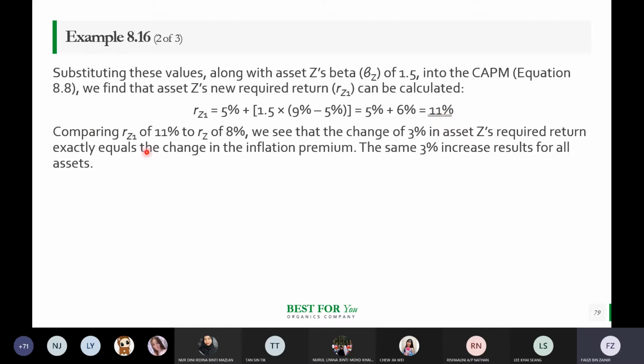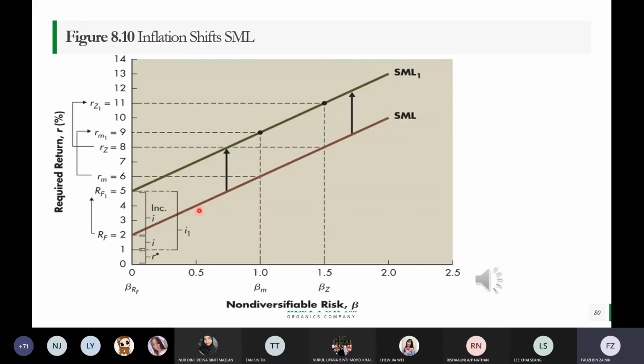So comparing the return for asset ZAC of 11% to 8%, we see a change of 3% in asset ZAC's required return, an equal change to the inflation premium. The same 3% increase results for all assets. So what happened here? Let's have a look. Everything changes, everything is shifted upwards. The SML line shifts upwards, so it affects every one of those returns: the risk-free rate, the market rate, and also asset ZAC.